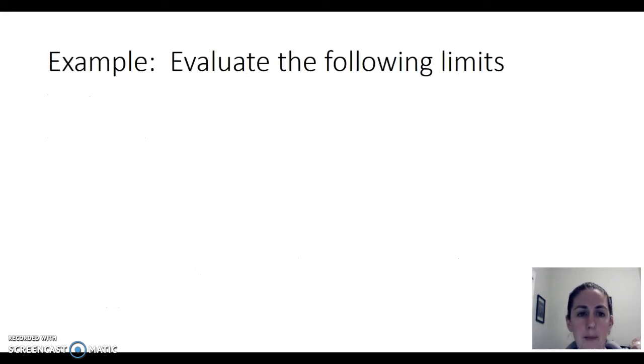So let's look at an example. What if we wanted to take the limit as x approaches 2 of x squared plus 4x minus 11? At this point, the way we've been doing it is we've been making those tables where we plug in values like 1.9, 1.99, 1.999, 2.1, 2.01, 2.001. Let's apply these limit laws instead.